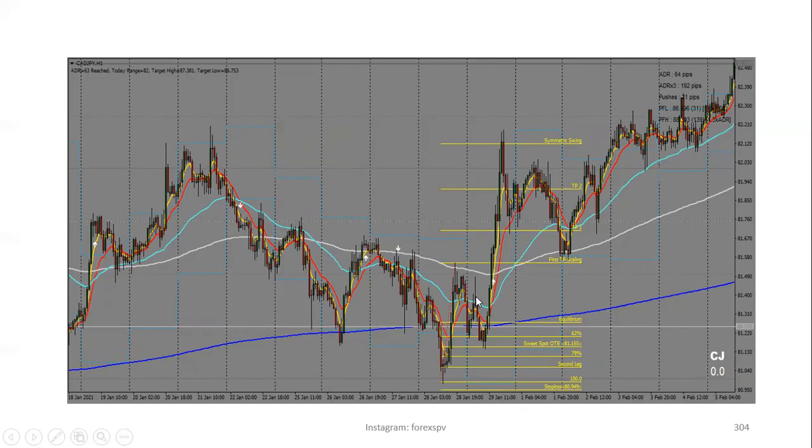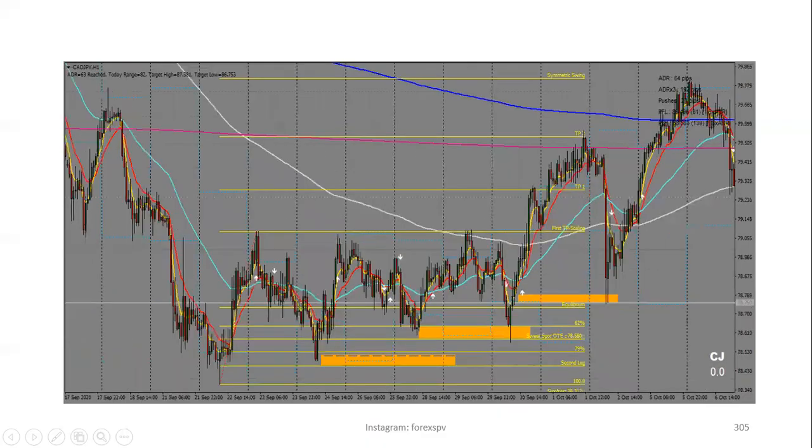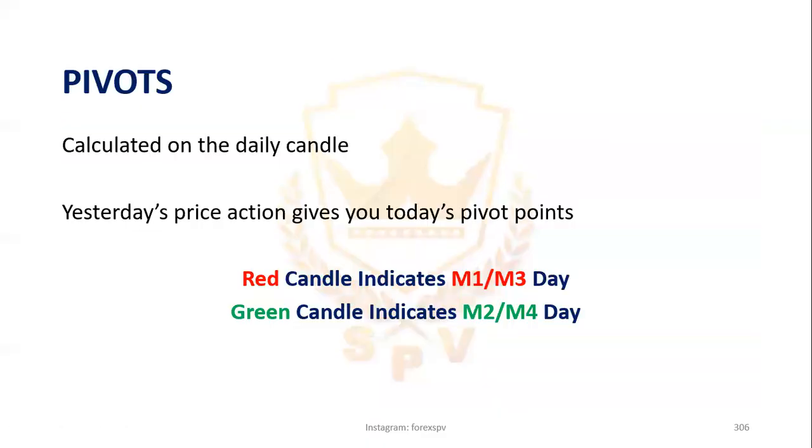But our mitigation block was here. And this retracement did not come to find it. It simply came to this area of support and then went up. So those are a few teachings on how to use the Fibonacci tool.